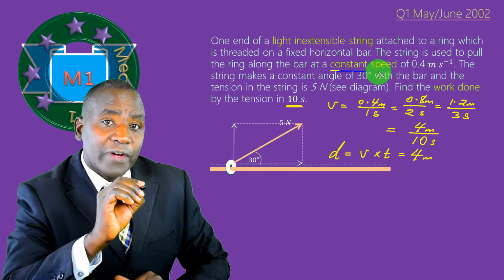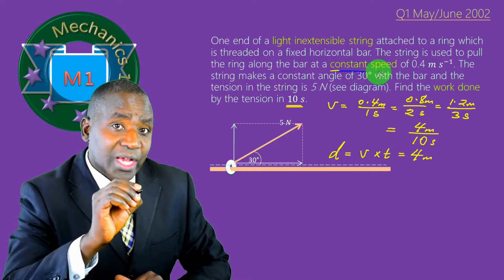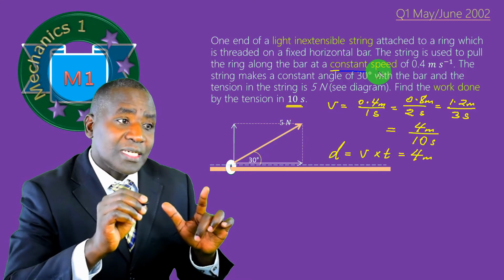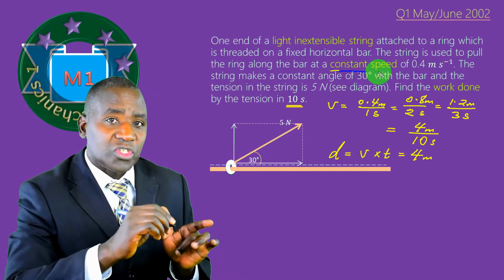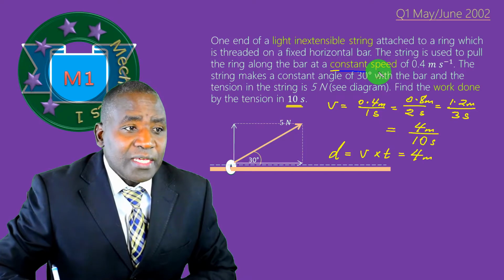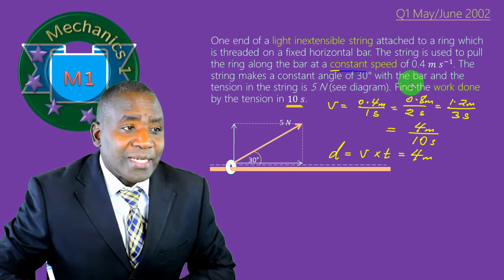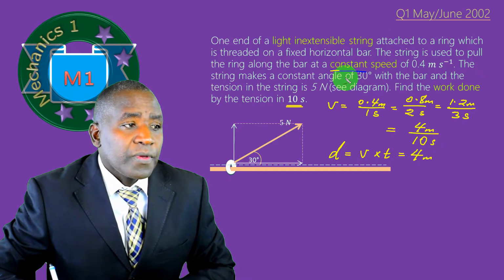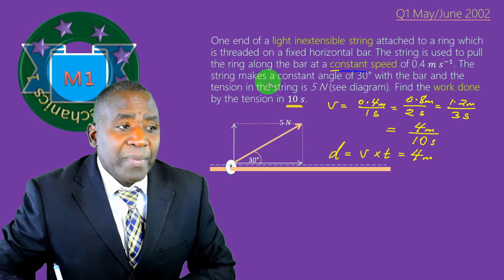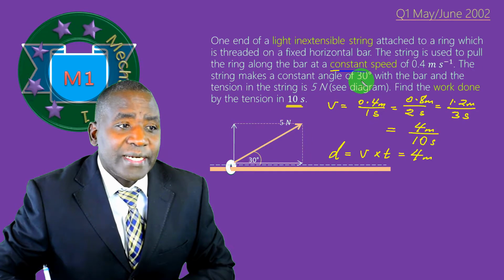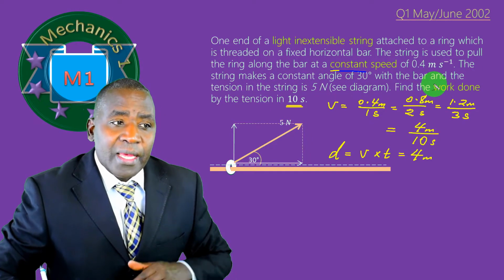You can see the kind of ideas which I want you to think about when certain things are mentioned in the question. The other thing is this. We are told that this string makes a constant angle of 30 degrees with the bar.